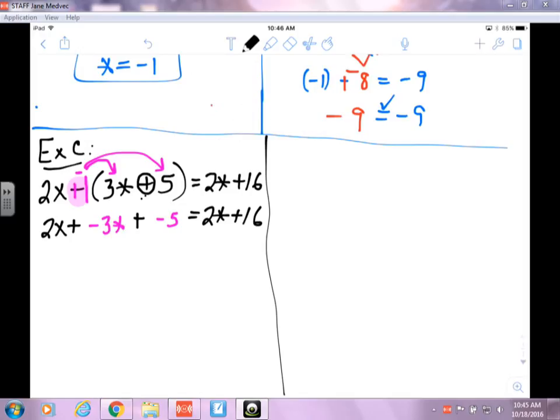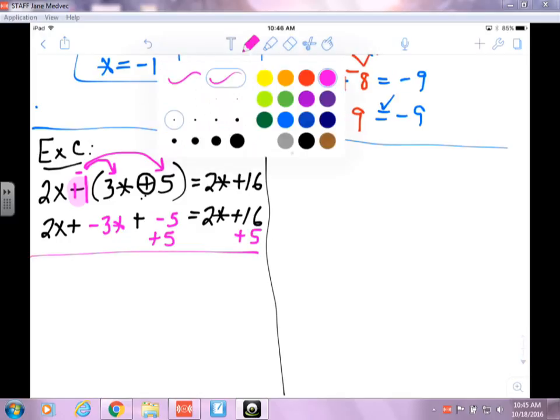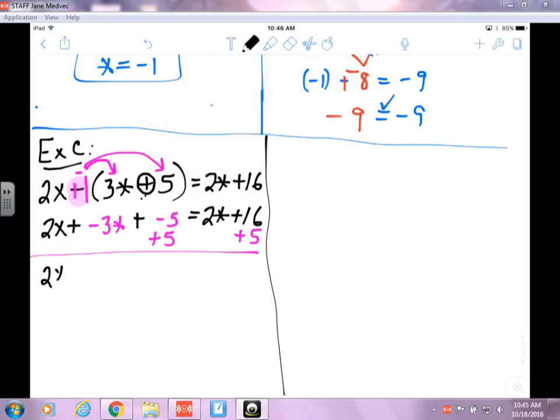Again, I'm going to take care of my numbers. I love taking care of those numbers first. I'm going to add 5 to each side. So 2x plus negative 3 star equals 2 star plus 21.